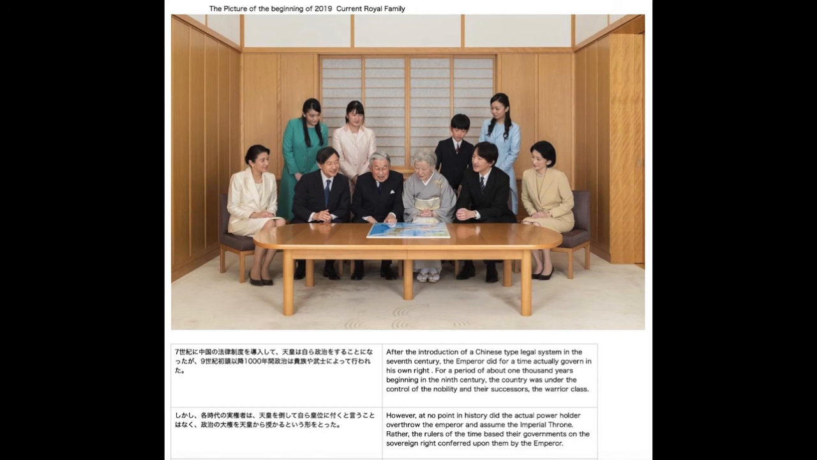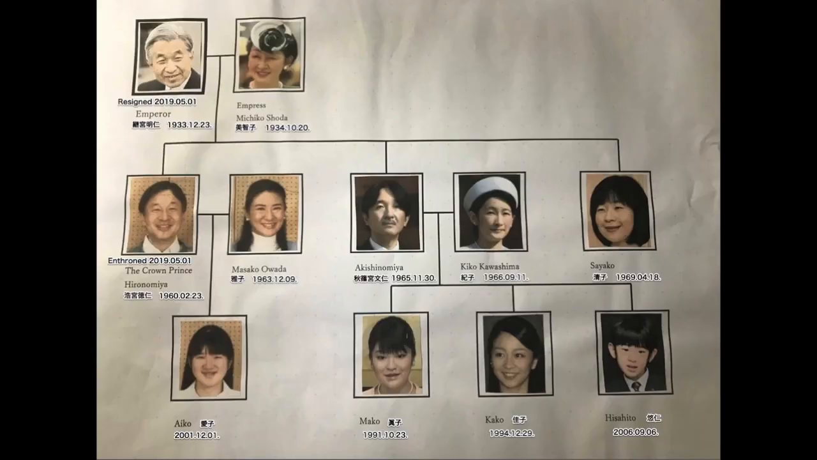Page 23-3. The Imperial Household Act currently specifies that the person ascending to the imperial throne must be a male who is a descendant from the emperor through a line of males. Page 24. This is the family tree of the imperial family.